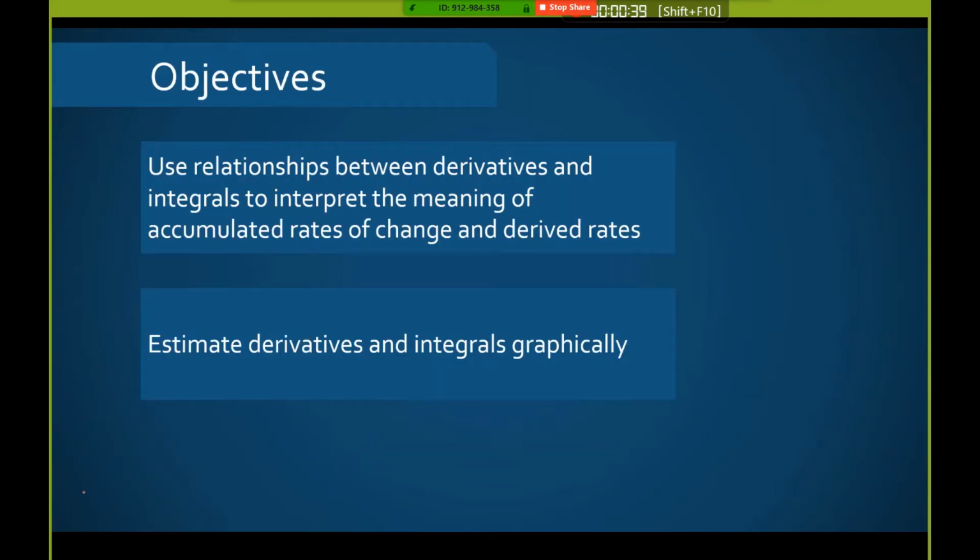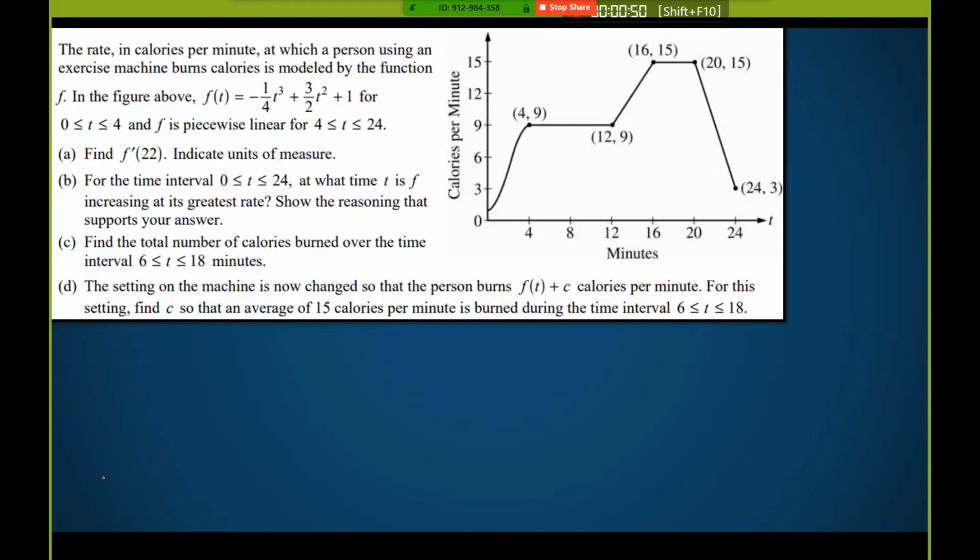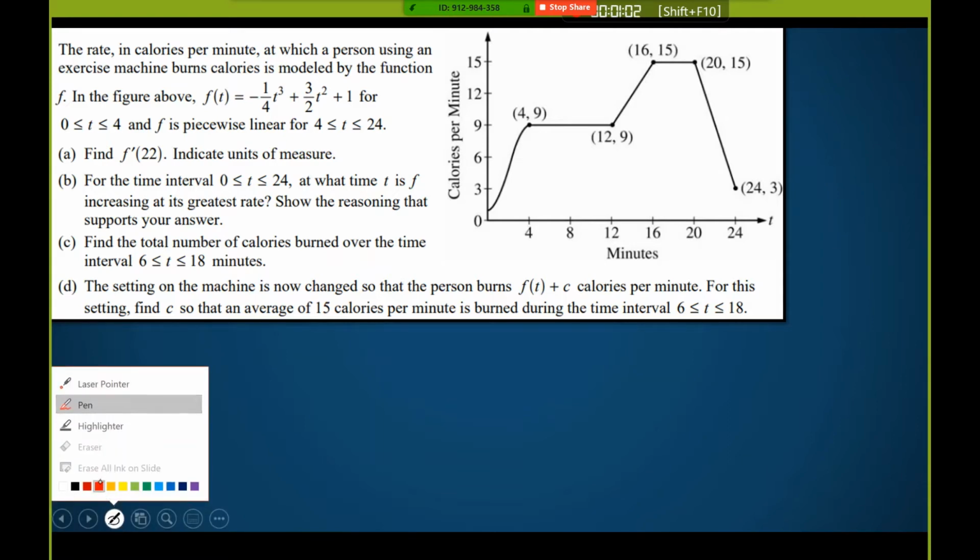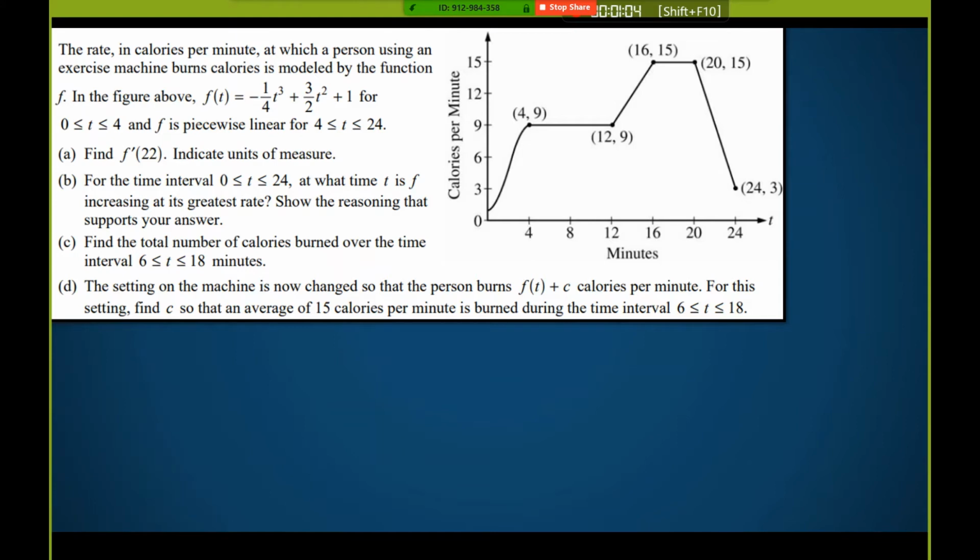Okay, so objectives today. We're going to use relationships between derivatives and integrals to interpret the meaning of accumulated rates of change and derived rates, and then estimate derivatives and integrals graphically. So here I've got a function of calories per minute every minute given graphically on the right. My function here, f of t, is measured in calories per minute, and t is measured in minutes.